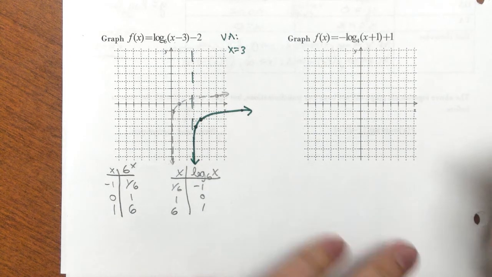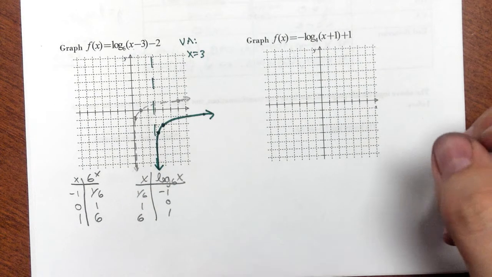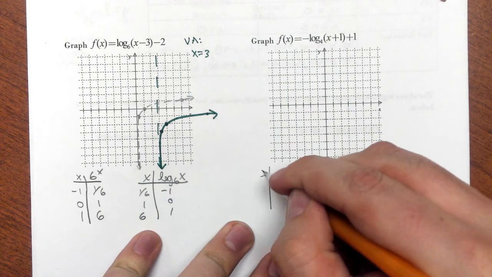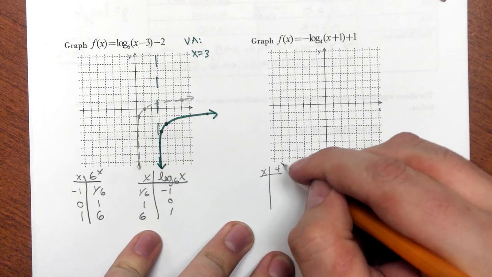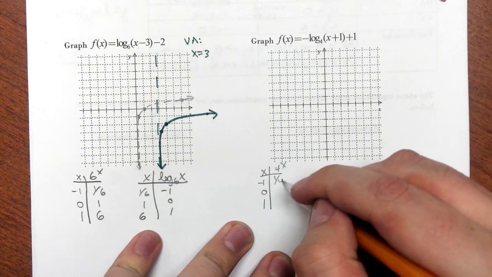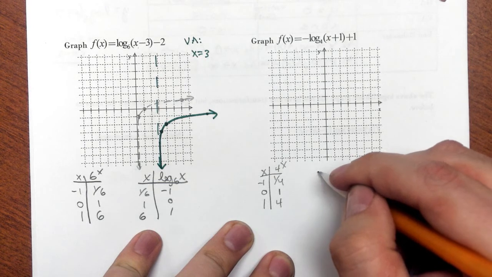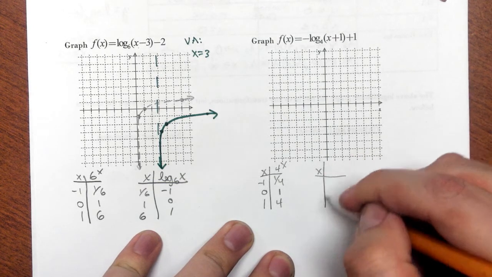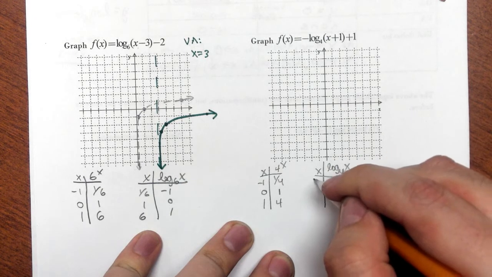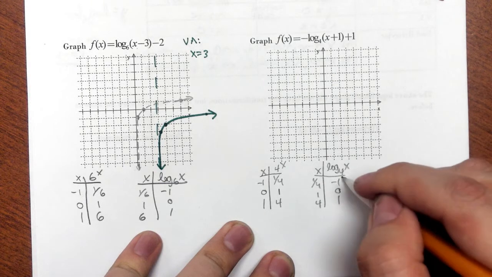Take a look at one more. So here, I have the negative log base 4 of x plus 1, plus 1. So I'll make a little table right here for the x: negative 1, 0, and 1, 1/4, 1, 4. I'm going to invert these to create the logarithm. Log base 4 of x: 1/4, 1, 4, negative 1, 0, and 1.